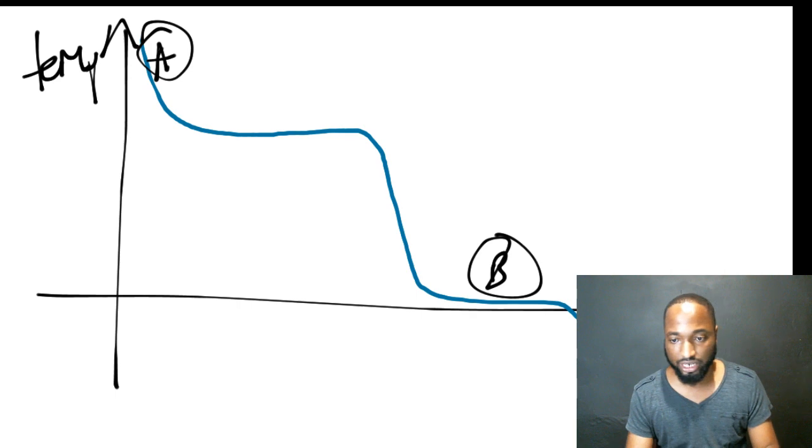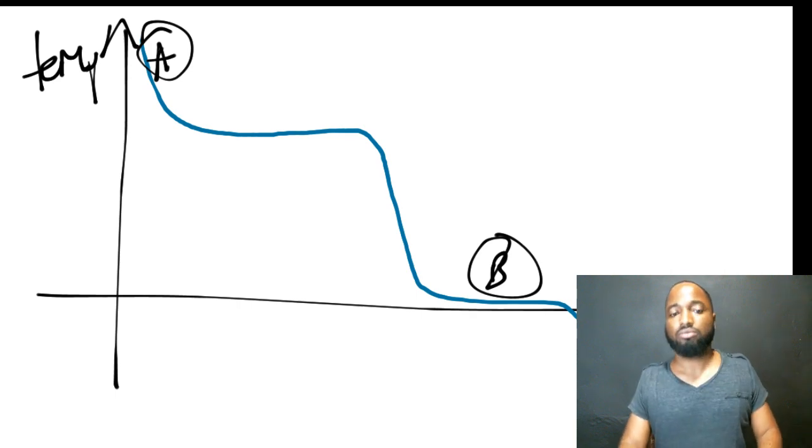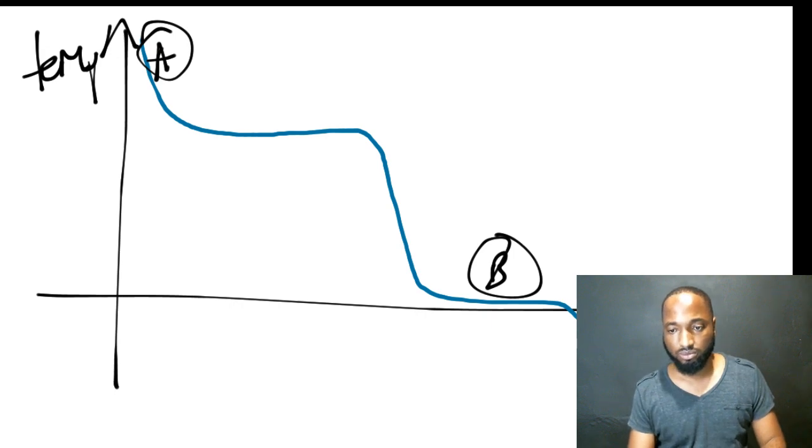What phase is present at A? What phases are present at B? Some people are saying A is a liquid. Some people are saying A is gas. Some people are saying ice cream. Some people are saying gas and liquid.